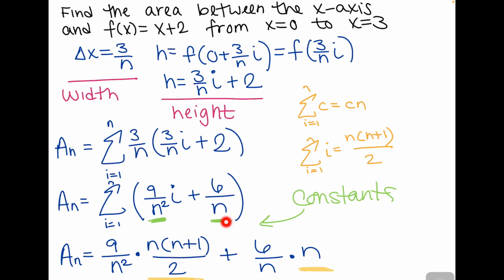6 over n is just a constant. There's no i's in that term. So adding up a constant, we get the constant times n. So 6 over n times n.